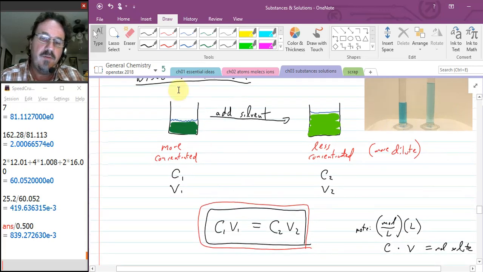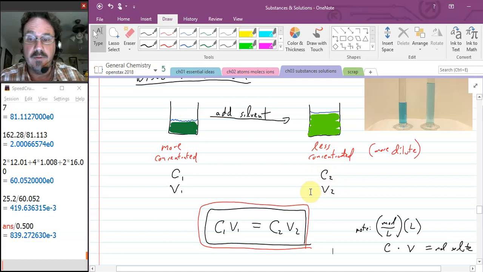So if you look at the before case, I have some initial concentration and some initial volume. Call it C1 and V1. After I add the solvent, then I've got some new concentration, which is lower, and some new volume, which is higher. So C2 and V2. The dilution formula is really simple.